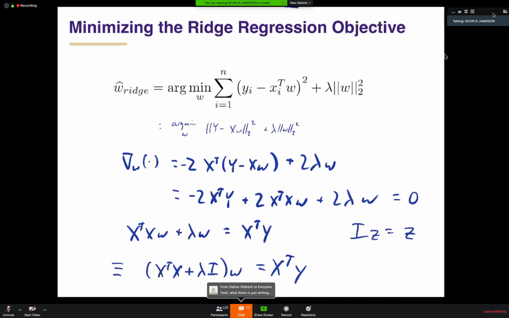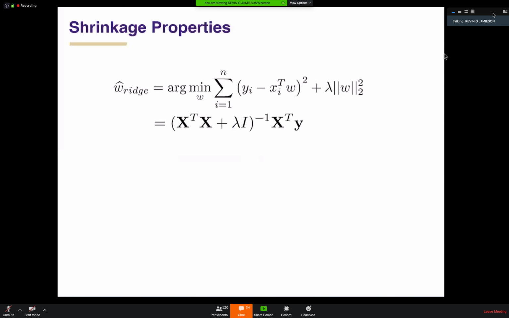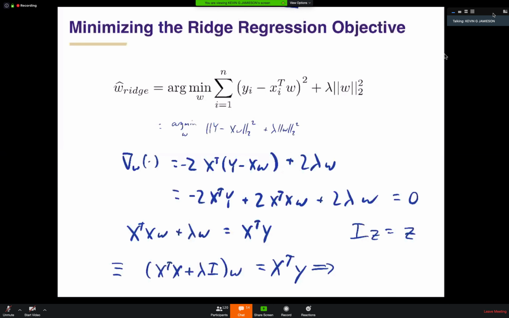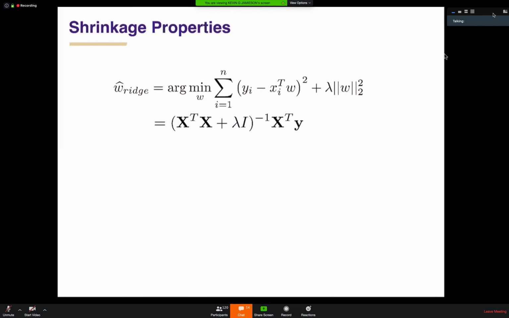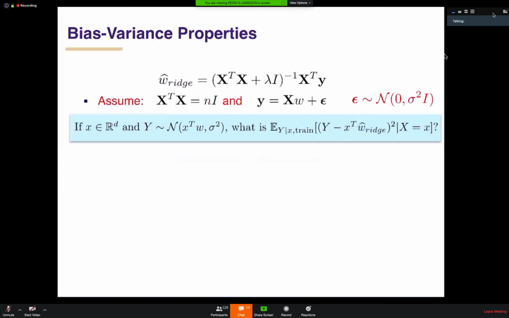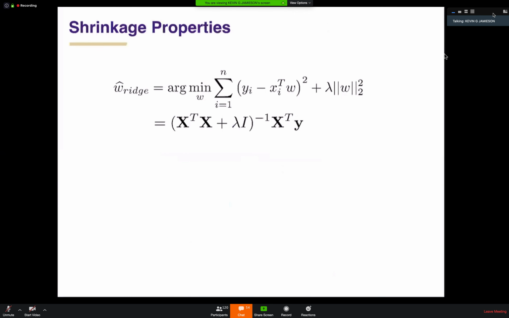And now what we see is that we can read off the solution. We just take the inverse of this matrix, x transpose x plus lambda I, and multiply by the inverse on the left side on both sides. And so we get that w hat is equal to x transpose x plus lambda identity, quantity inverse, times x transpose y, which is just this guy here.